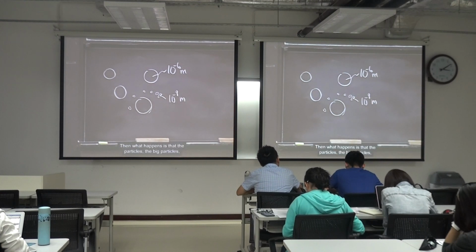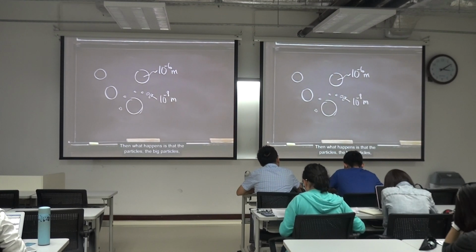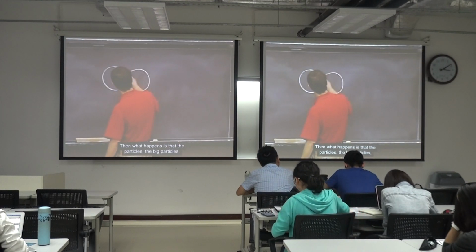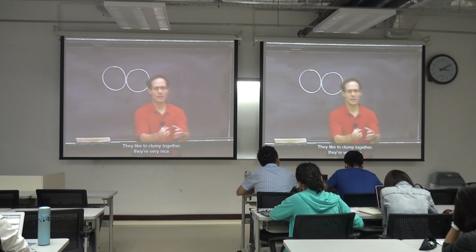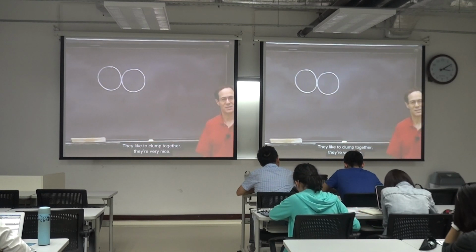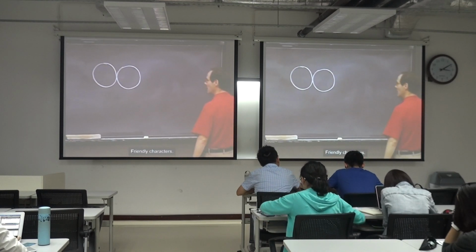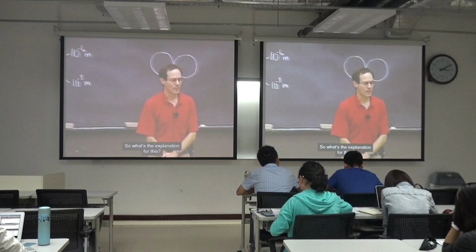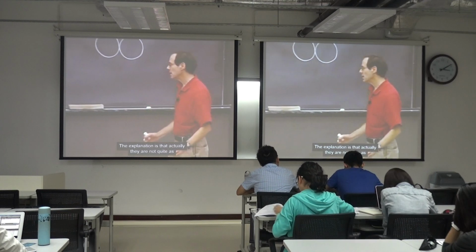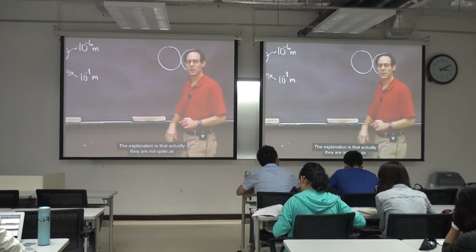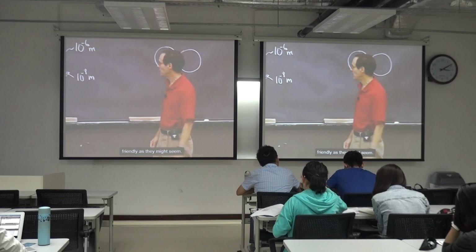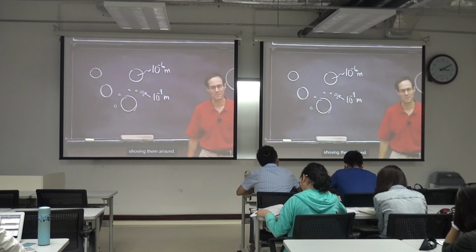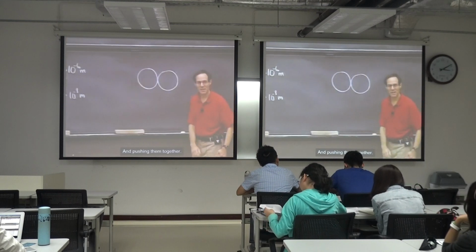Then what happens is that the big particles like to hug each other. They like to clump together. They're very nice, friendly characters. So what's the explanation for this? The explanation is that actually they are not quite as friendly as they might seem. What's really happening is that the little guys are shoving them around and pushing them together.